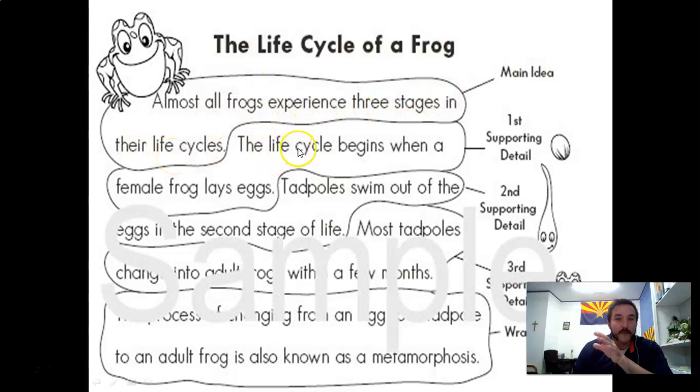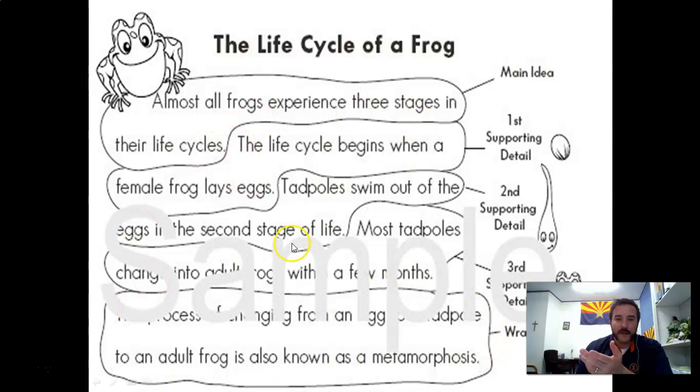And take a look. The life cycle begins when a female frog lays the eggs. Boom. Still talking about frogs. Still talking about frogs' life cycle. Second supporting detail, which is a sentence. Tadpoles swim out of the eggs in the 2nd stage of life. Still talking about frogs. Still talking about their life cycle in the 3 stages of the life cycle. Most tadpoles change into adult frogs within a few months. Again, sorry about all the big sample word out there. I should have got that out. But still talking about frogs. Still talking about the life cycle in the 3 stages.